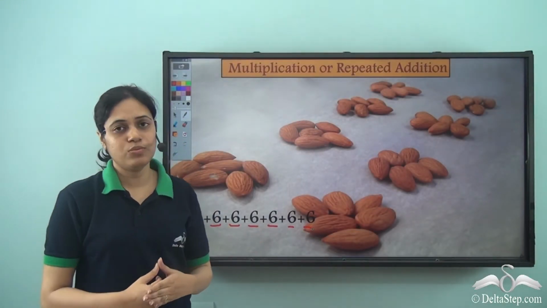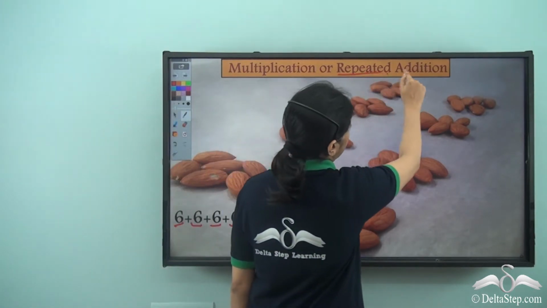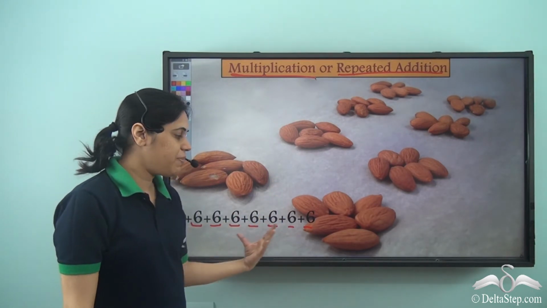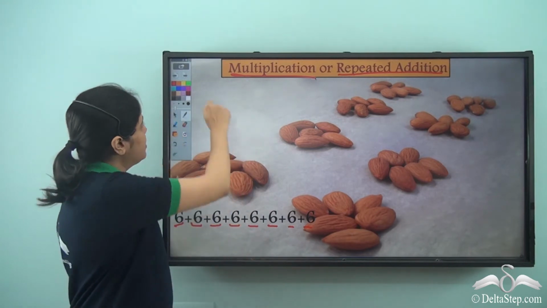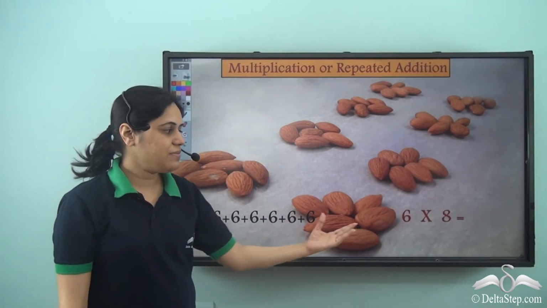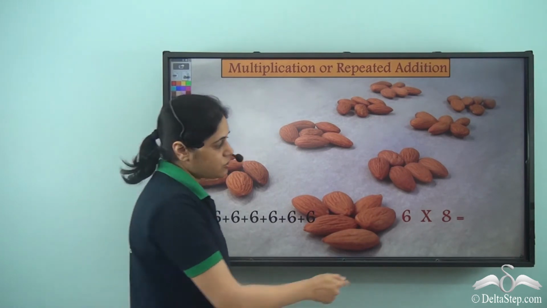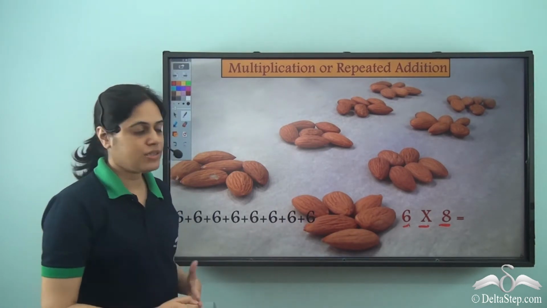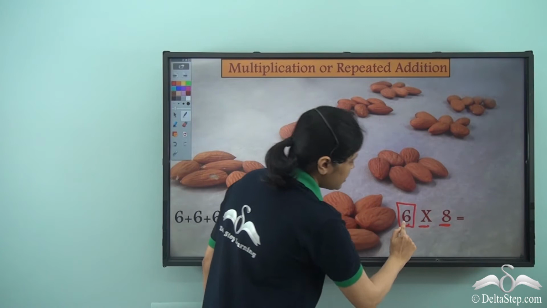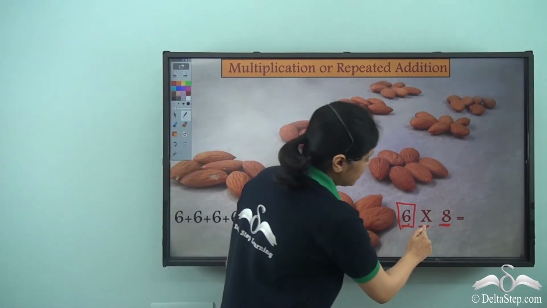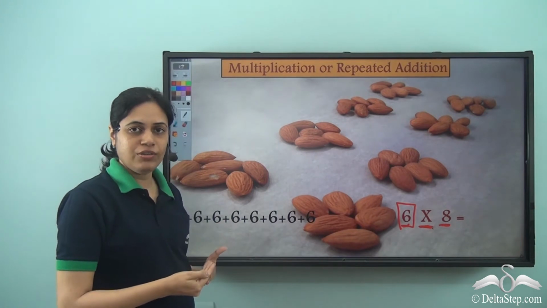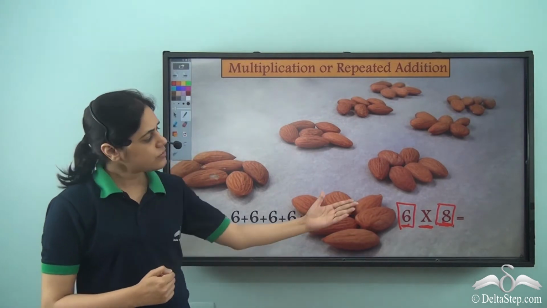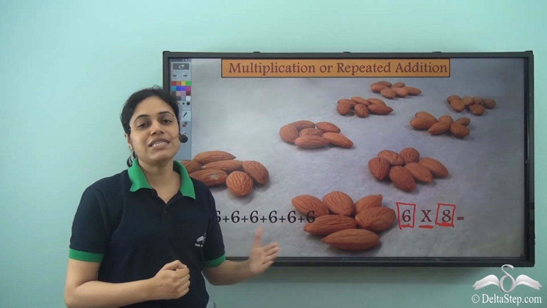So what else can we do? We know that repeated addition is multiplication. So instead, I can multiply 6 with 8, because 6 added 8 times is 8 times 6. So this is 8 times 6, 6 into 8. This is the number of almonds in each group. This is the symbol for multiplication, and this is the number of groups, 8. So 6 into 8, 8 times 6.